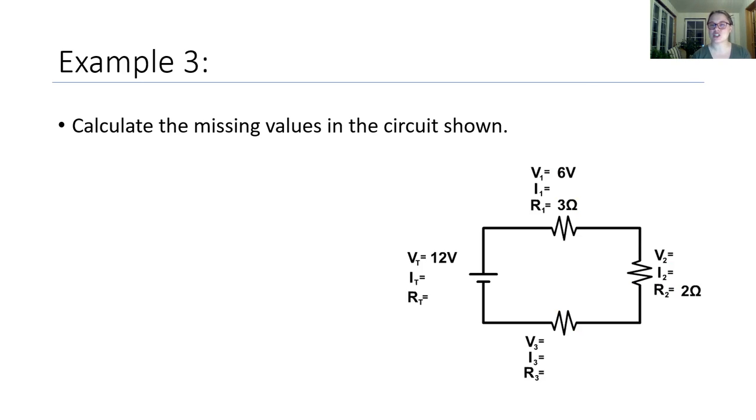In this question, we have a whole bunch of random pieces that are missing. You'll notice they didn't give us all the resistors. They didn't give us all the voltages. They didn't give us currents, but we can calculate the missing values. So this one is a little trickier. The first thing I'm going to do is find a spot to use Ohm's law.